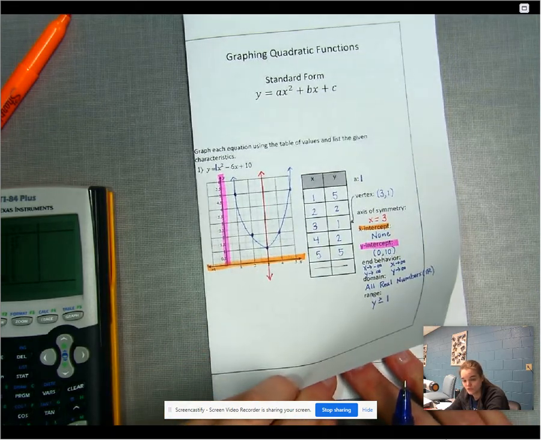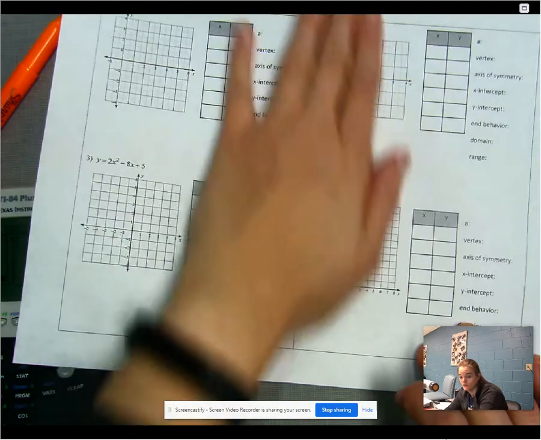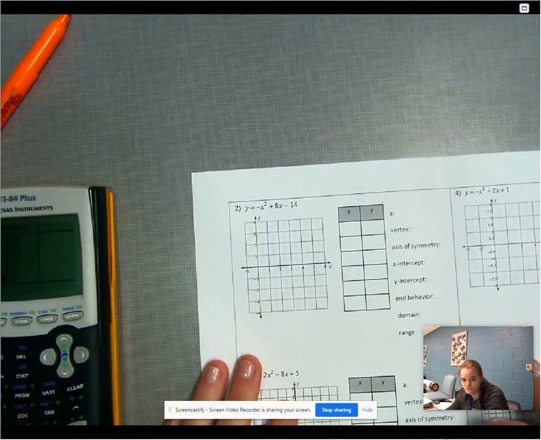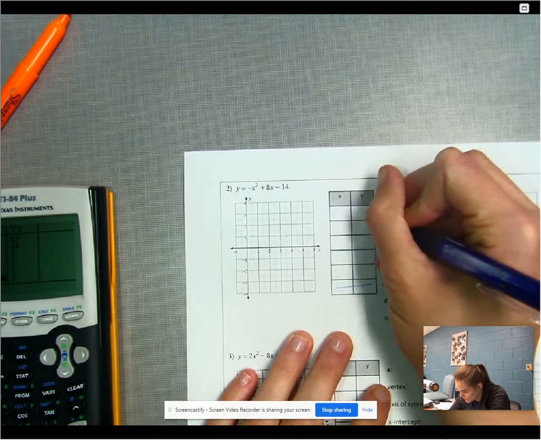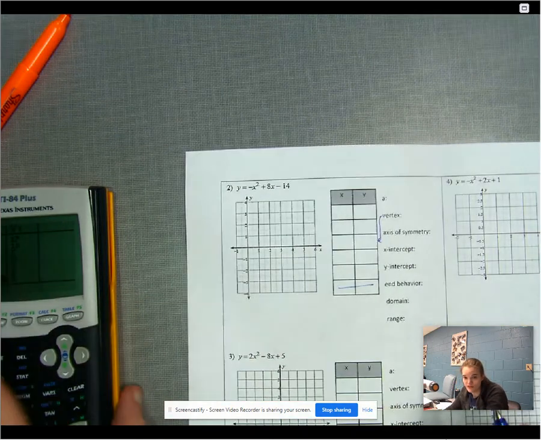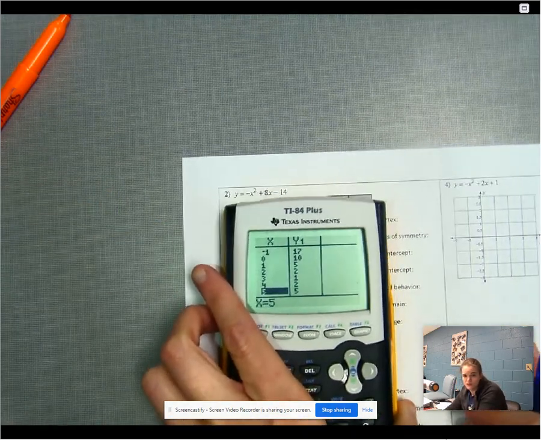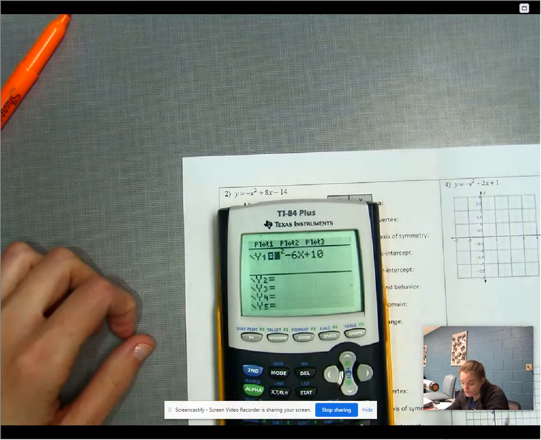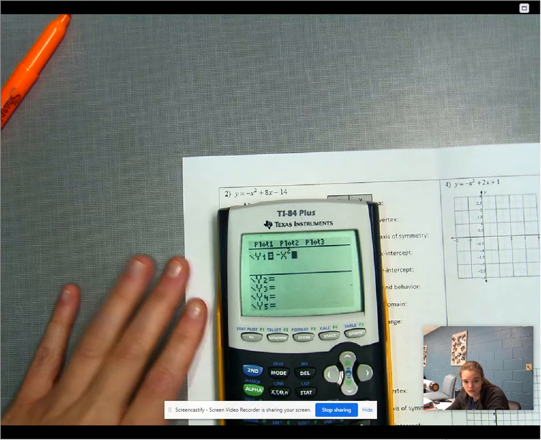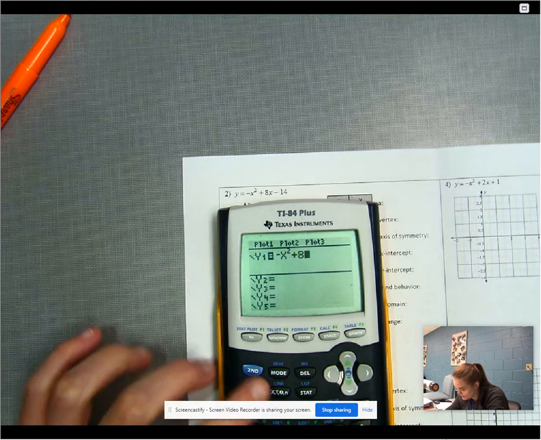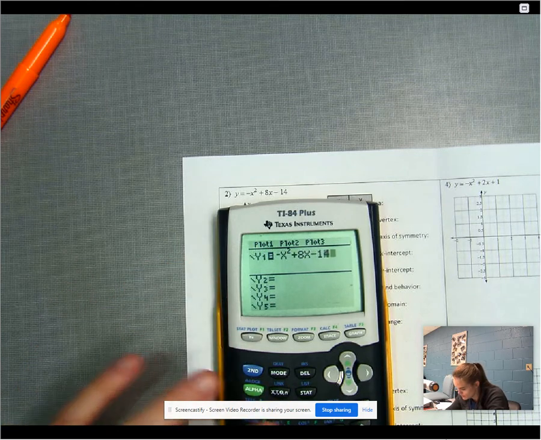Not changing anything. We're doing the same thing. Okay? Number 2. Before we can have the table, we have to put the vertex in the center. We'll have to find the vertex. So press y equals on your calculator. Clear this out. Negative x squared plus 8x minus 14.